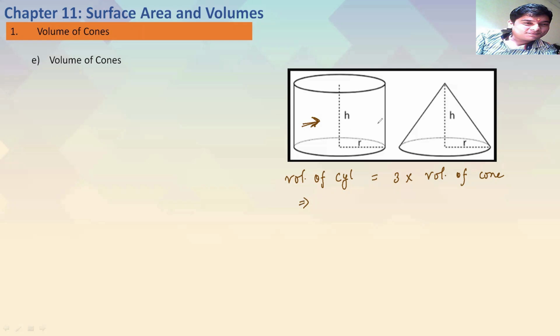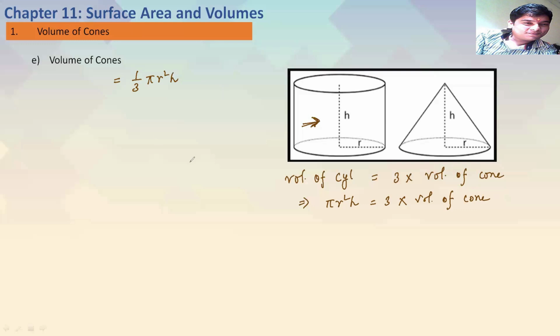Volume of cylinder, I think it was pi. You just said area of base multiplied by height, right? Yes, sir, that was pi r square into h. Very good. So 3 times that is equal to 3 times volume of cone. So what is volume of cone going to be? Pi r square h divided by 3. Yes, wonderful. 1 by 3 pi r squared h.